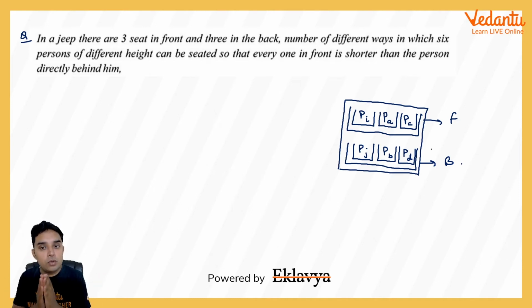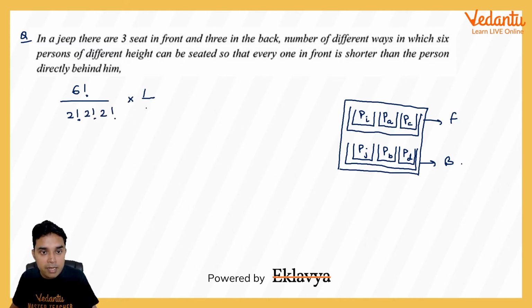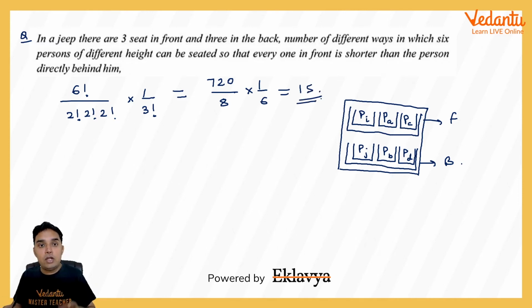So what I am going to do here is create three groups of the 6 persons, of size 2 each. It will be done in how many ways? 6 factorial upon 2 factorial, 2 factorial, 2 factorial, and additional division by 3 factorial. This will give me the possible three groups. If you calculate, it comes out to be 720 upon 8, and here it will be 6, so this becomes 15. So there are 15 ways to create three groups of 2 persons each.